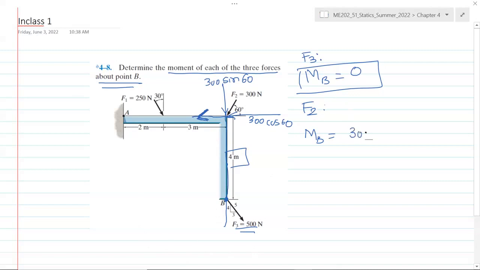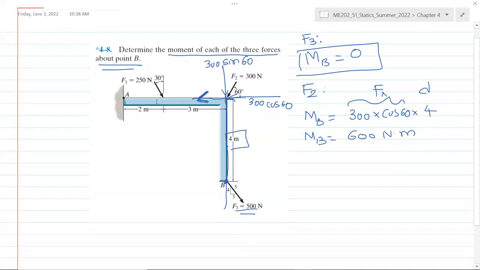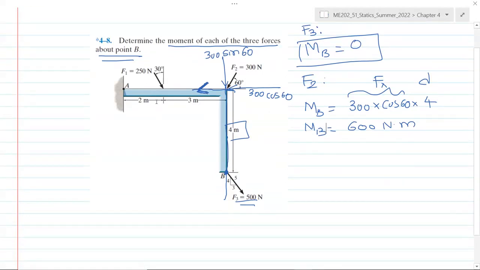So it's 300 times cosine 60 times 4 meters distance between them, so it's F and this is D, so it's F multiplied by D, and that multiplication is 600 Newton meter. And since it is counterclockwise, this is positive. F1. You can pause the video and try to answer the question for F1 yourself. Calculate the moment of F1 about B. So resolve F1 into components and calculate the moment of each component and add it depending on the sign, positive or negative.